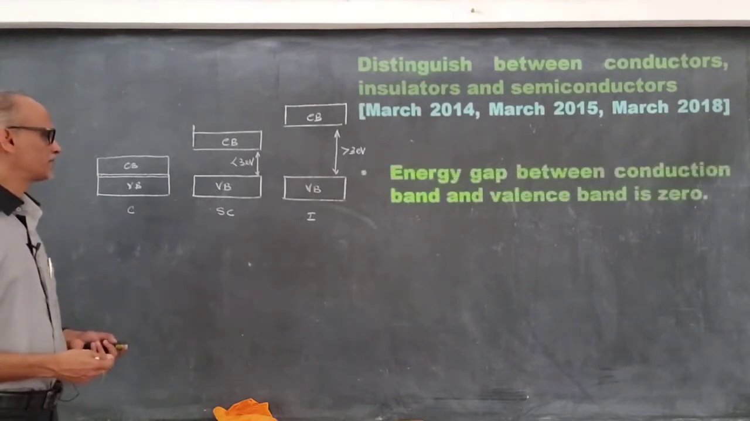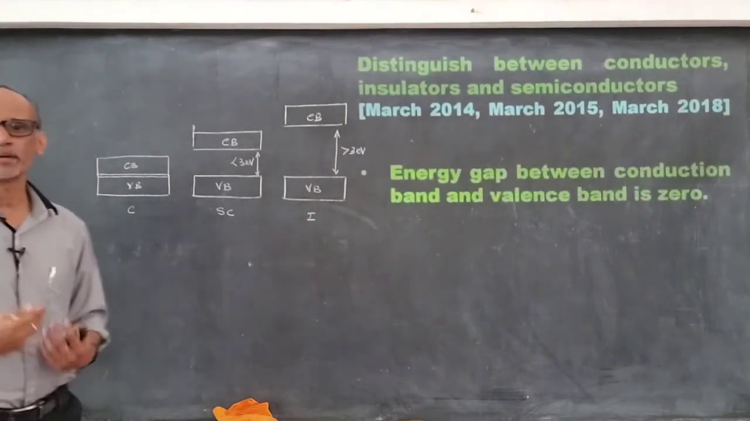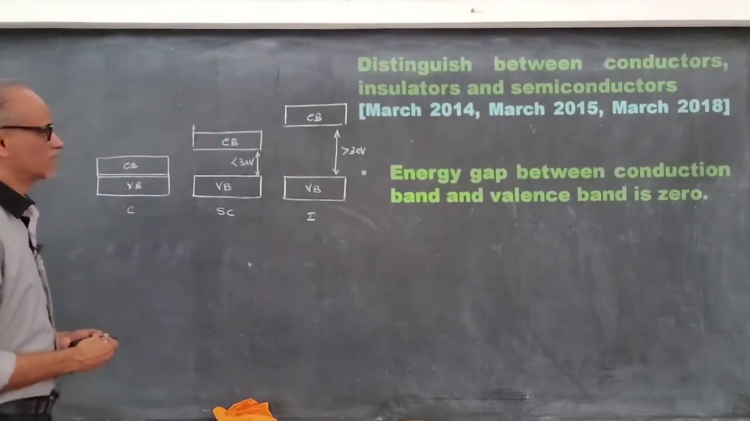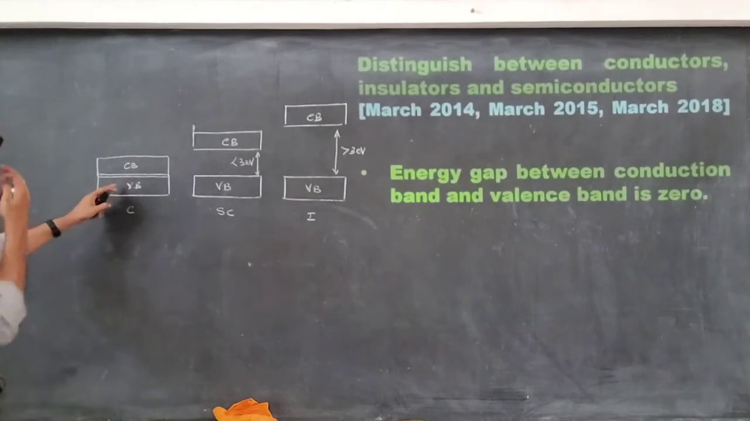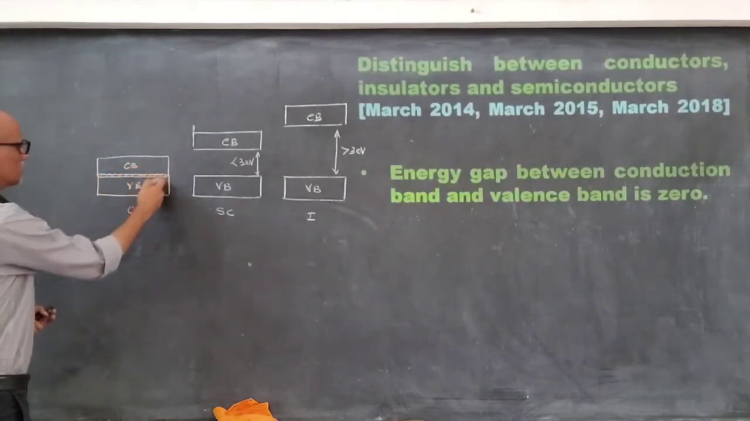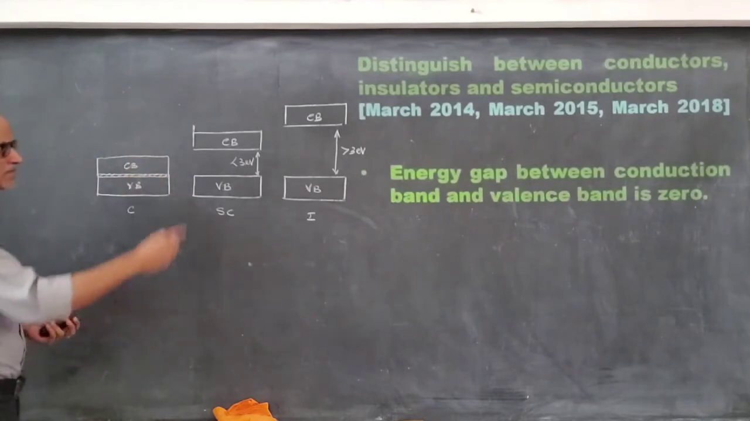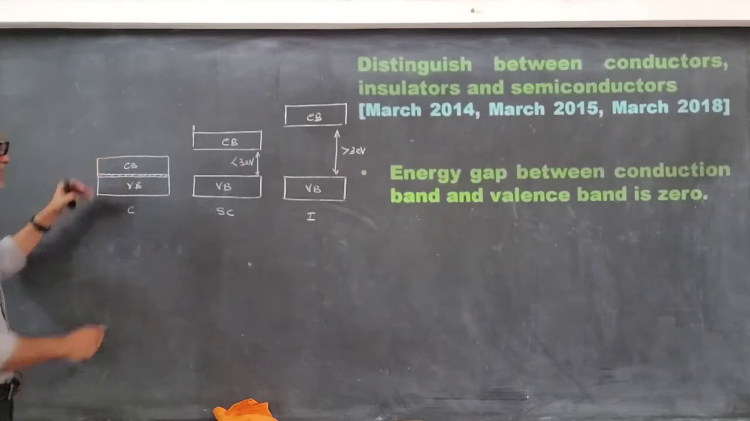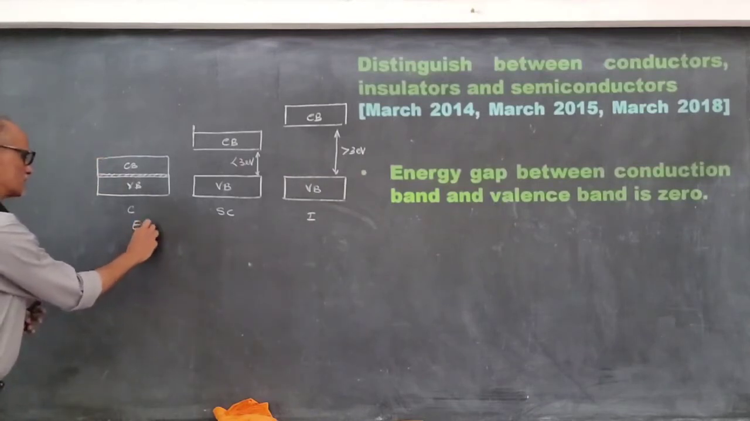The first point based on which we can distinguish all three solids is the energy gap. As the valence band and the conduction band overlap, the energy gap between the conduction band and the valence band is 0. So, here the energy gap is 0.